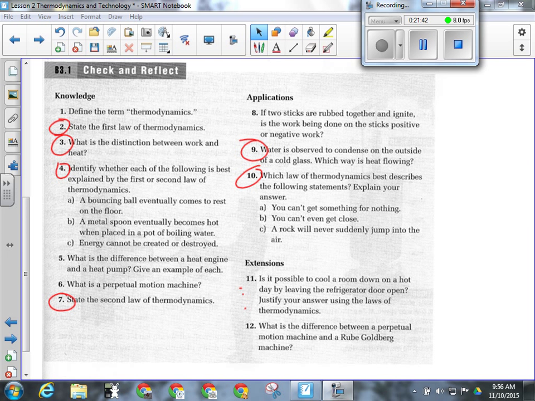All right, let's just talk about number 8. You didn't have to do it, but let's talk briefly about it. Two sticks are rubbed together and ignite. Is the work being done on the sticks positive or negative? If I'm holding the one stick and I've got that bow, and I'm twisting the one stick back and forth, what am I doing? I'm doing work. Where is my energy going? Towards the stick. So from my point of view, the work is negative. From the stick's point of view, it better be positive, otherwise it's not bursting into flame. It's got to be gaining energy in order for that to happen.